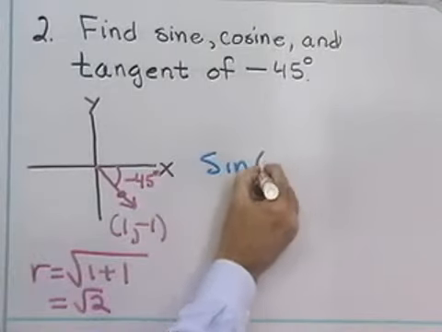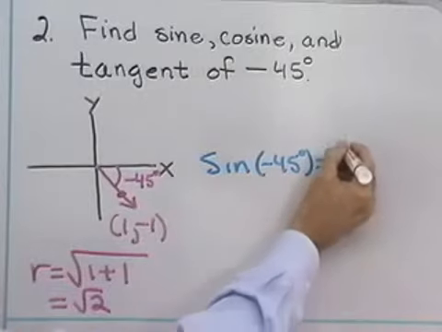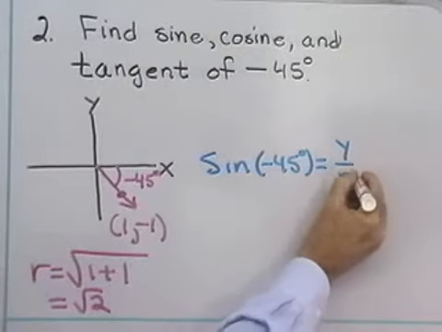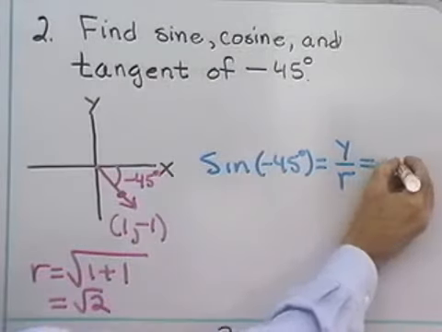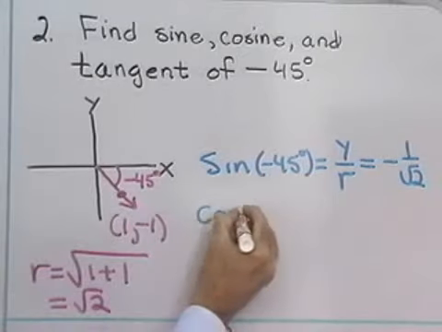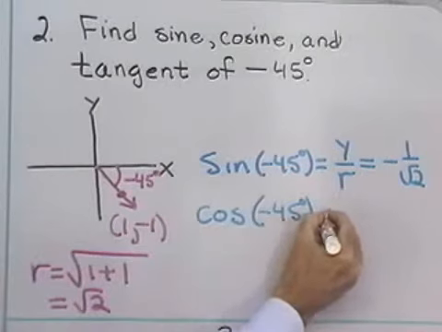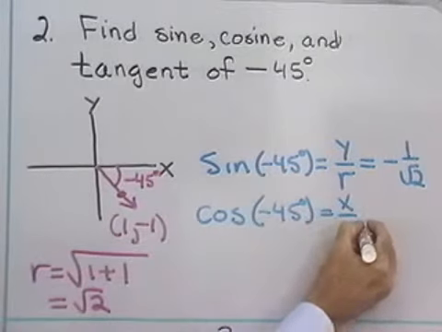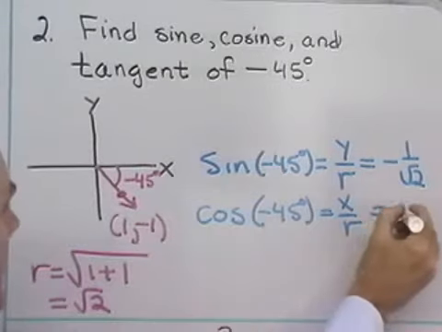Sine of negative 45 degrees, by definition, is the y-coordinate divided by r. So it's going to be negative 1 divided by square root 2. So negative 1 over square root 2. Cosine of negative 45 degrees is going to be x divided by r, which will be 1 over square root 2.